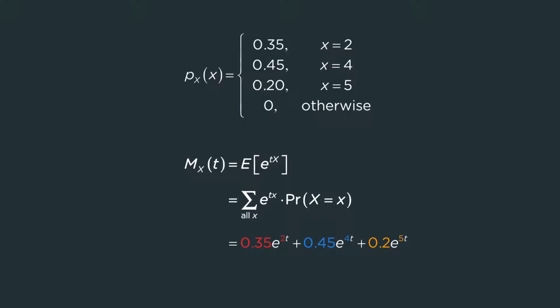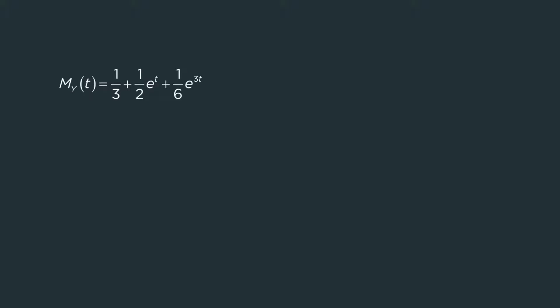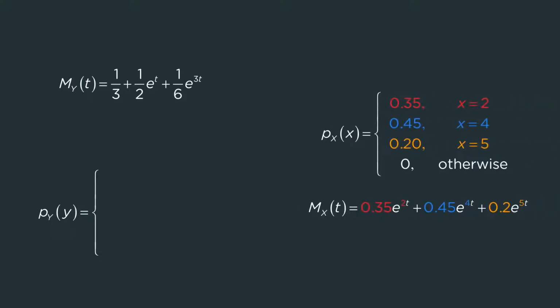Notice anything interesting. What is 0.35? 0.35 is x equals 2's probability. Observe the 2 in the exponent. What is 0.2? 0.2 is x equals 5's probability. Notice the 5 in the exponent. Now examine the MGF for a different random variable, y. Question, what is y's distribution? Here's a hint. Consider x's MGF. Got it? Rewriting y's MGF may help.